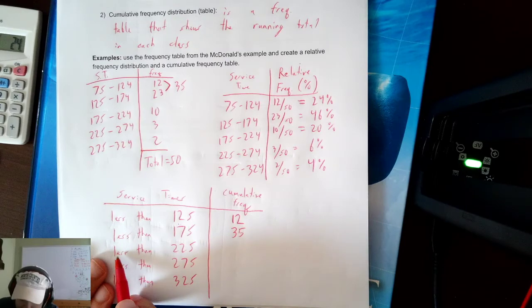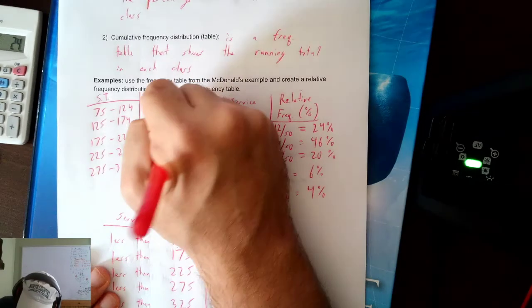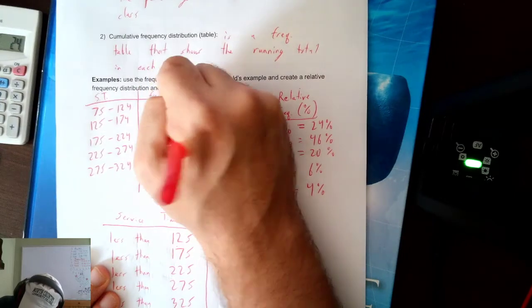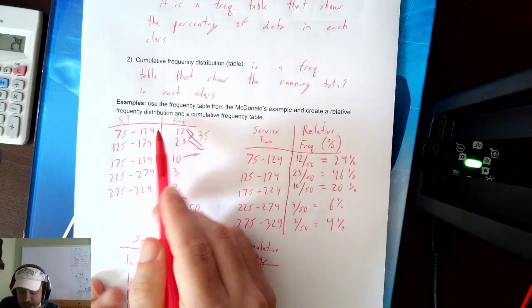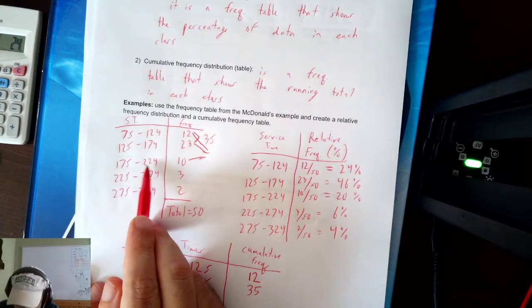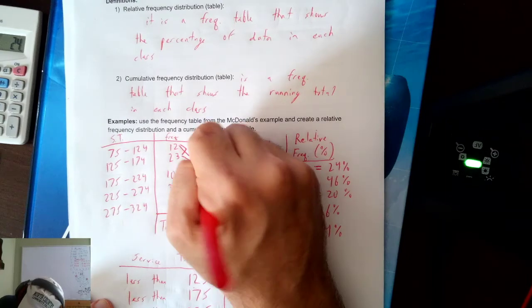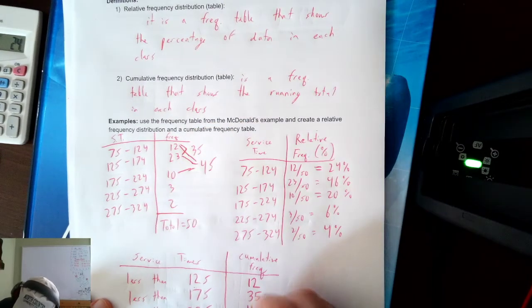Now, my third category says less than 225. I need to combine the first 3 categories, because all 3 are less than 225, right? 224, 174, yeah, those are all less than. And that gives me 45.